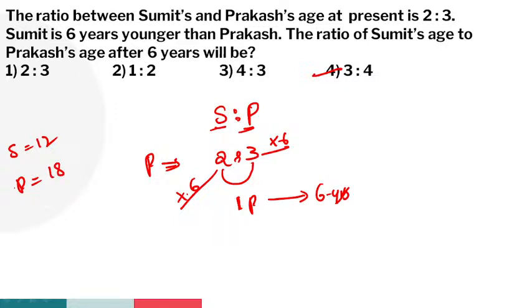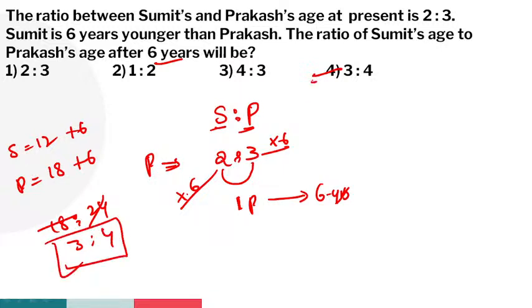These are the present ages. What does the problem say? The ratio of Sumit age to Prakash age after 6 years. After means plus. 12 plus 6 is 18. 18 plus 6 is 24. 6 3s are 18 and 6 4s are 24. Then the answer is 3 is to 4. Clear, all of you? Say yes or no?